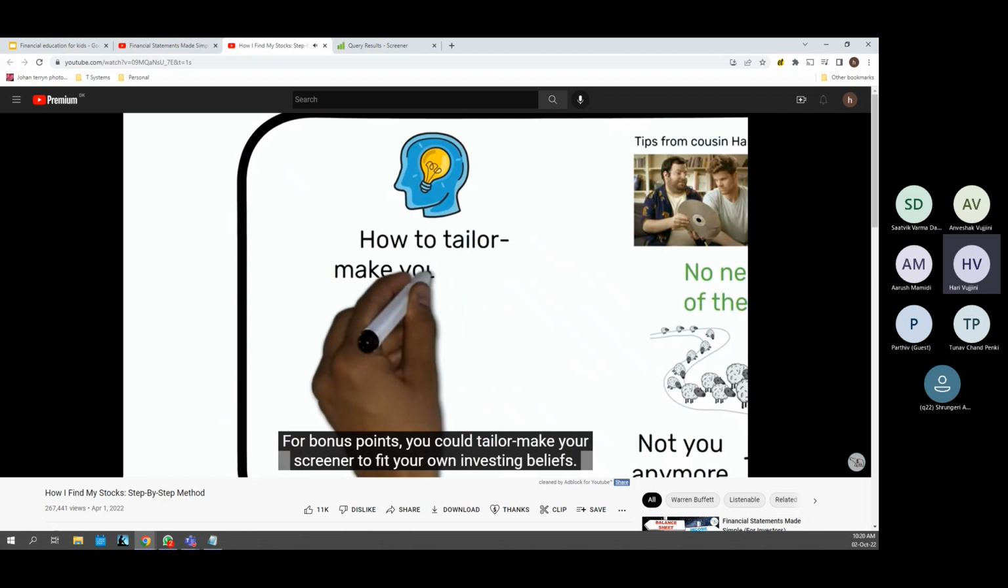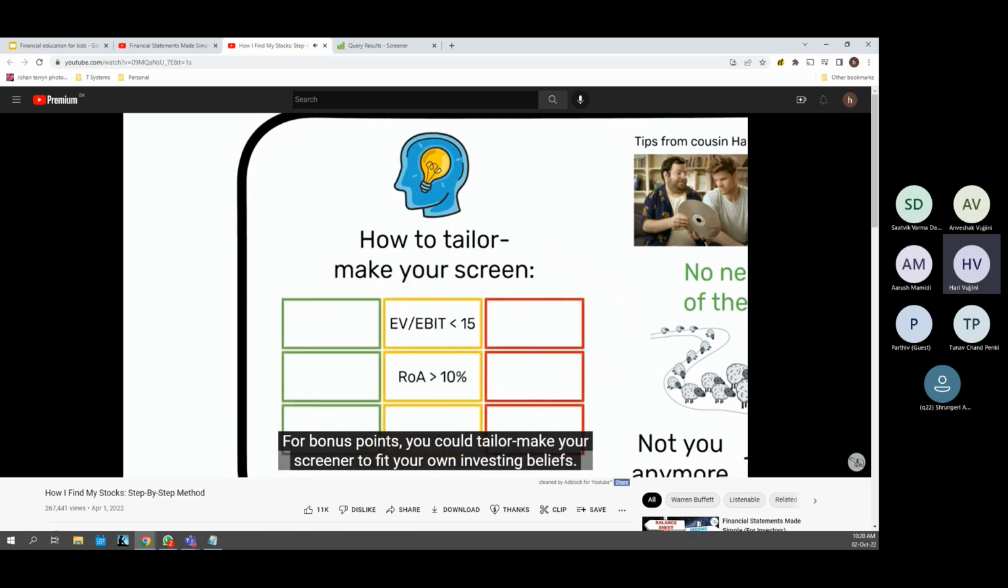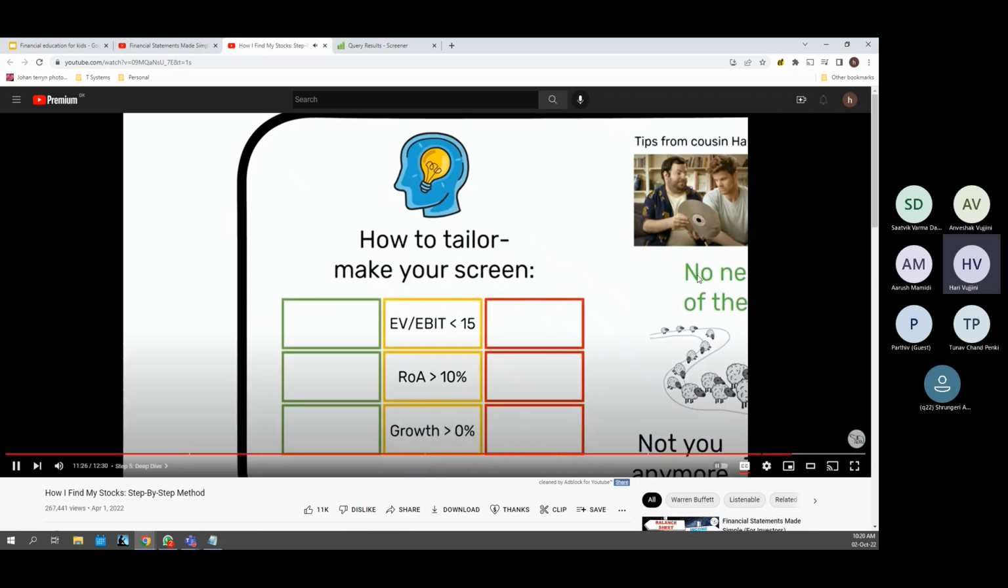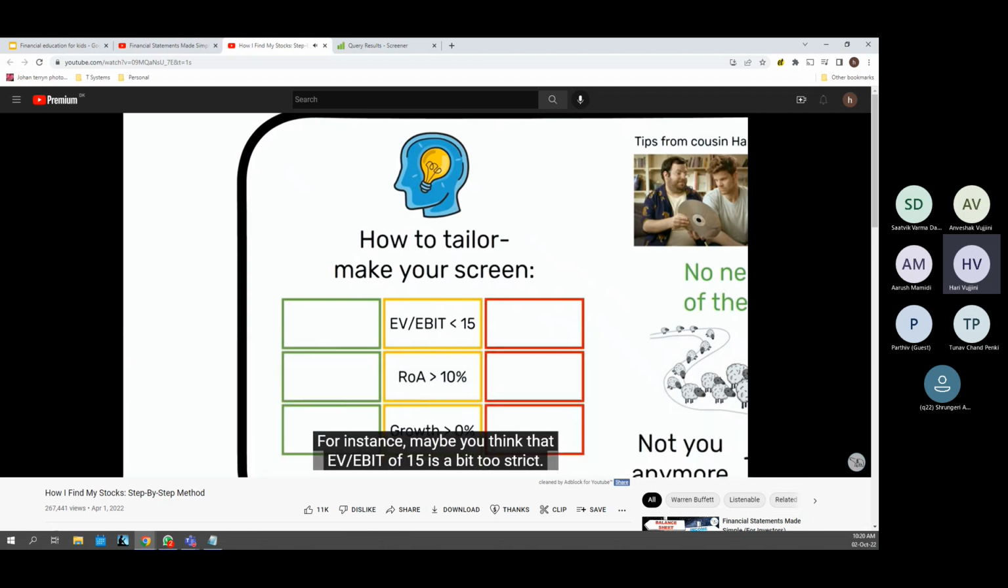For bonus points, you could tailor-make your screener to fit your own investing beliefs. For instance, maybe you think that EV/EBIT of 15 is a bit too strict. Then I'd first ask you to remember that the higher this multiple is, the greater the pressure on the future performance of your companies. However, if you still don't agree with me on this one, fine.